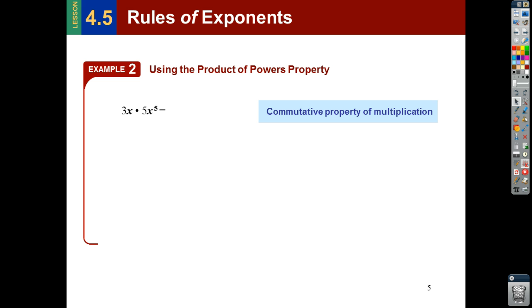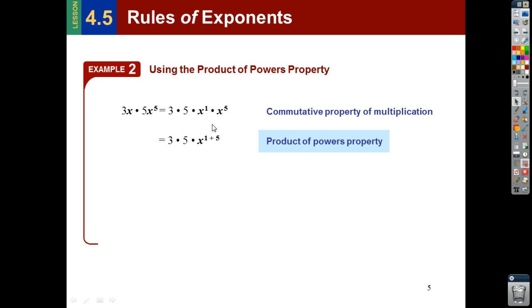Commutative property just means you can multiply in any order. So what they did is they took the constant terms, the regular numbers, and put them in front, and then they took the variable terms and put them at the end. That's the variables here, x, okay? And then they're going to put them together. So then we're going to do the product of powers.